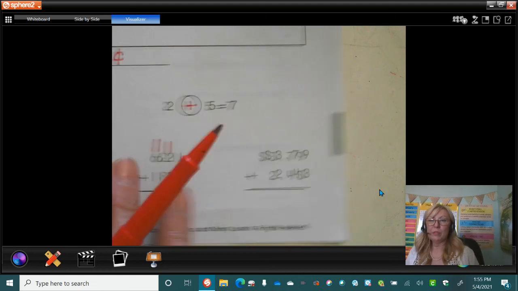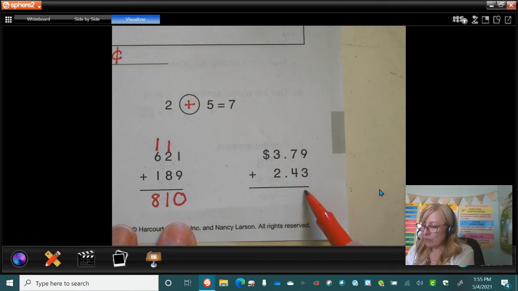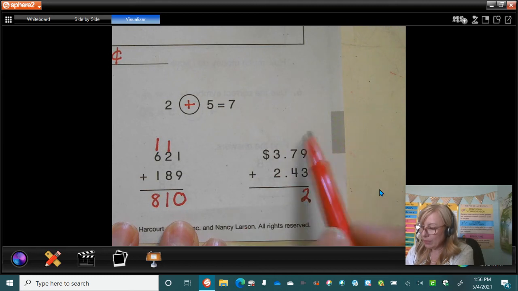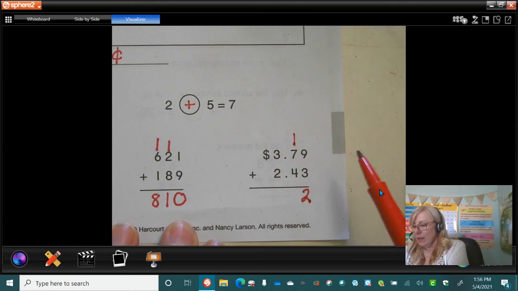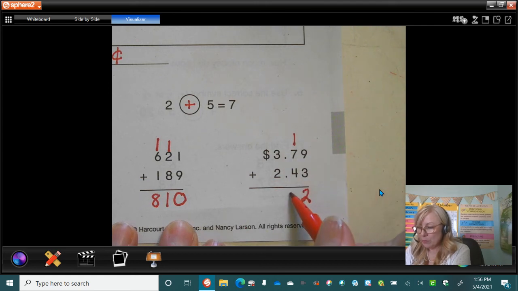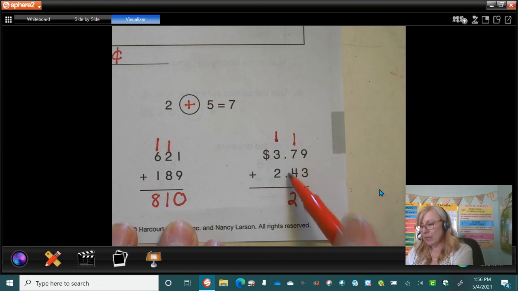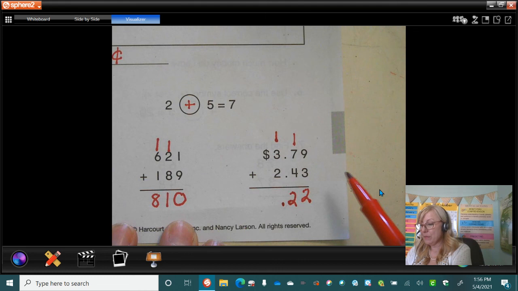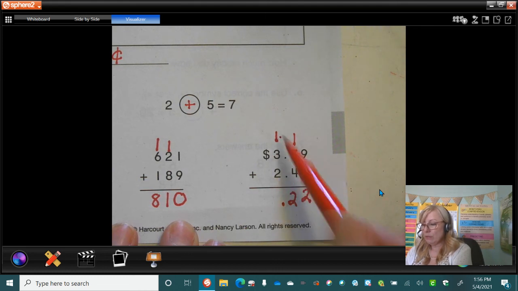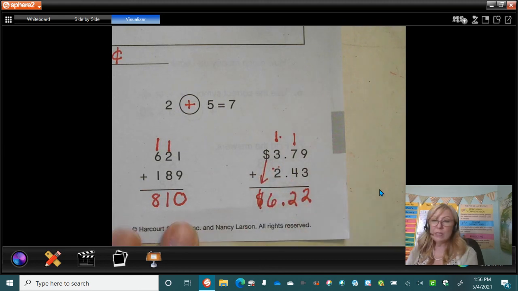Okay, our last problem is $3.79 plus $2.43. Let's add. 9 plus 3 is 12. I'm going to put my 2 here and carry my 1. All right, 7 plus 4 plus 1 is 12. I'm going to put my 2 in the tens place here and regroup my 1 into the hundreds. I need to bring down my decimal because we're talking about money right now. So 3, 4, 5, 6. And I got to bring down my dollar sign. I have $6.22.